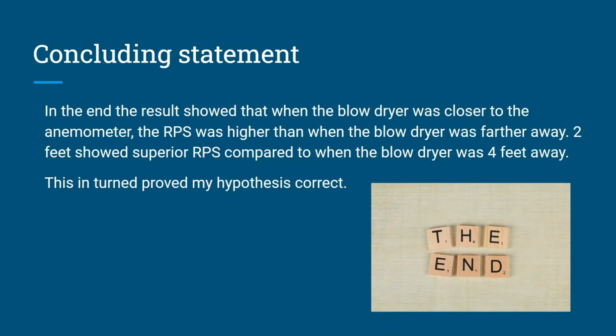Concluding statement. In the end, the results showed that when the blow dryer was closer to the nanometer, the revolutions per second was higher than when the blow dryer was farther away. Displayed through the video, it was clear that the 2 feet low speed, going about 2 rotations per second, was much faster than the rotations of the 4 feet high speed, which was barely going 0.5. This turned out to prove my hypothesis correct, that lower distance equals more revolutions per second.